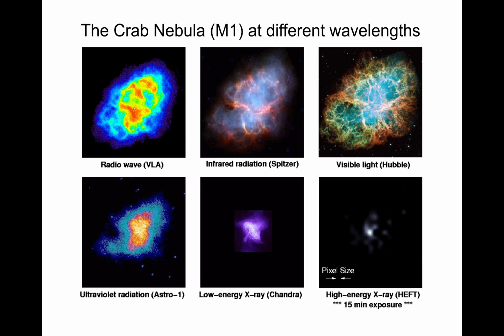So this is the Crab Nebula. You should have learnt about nebulas at GCSE. Basically big clouds of hydrogen gas where stars are born. We'll do them in much more detail in Surveying the Stars, which is the next topic after telescopes. It's the same nebula looked at in radio, infrared, visible, UV, X-ray using the Chandra telescope, and then high energy X-ray as well.